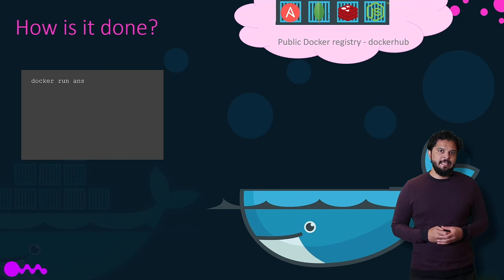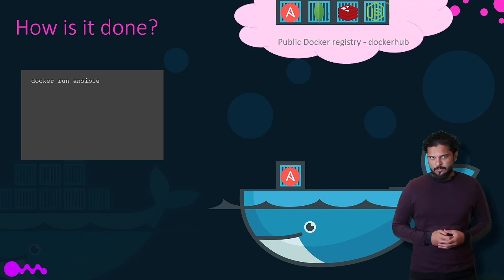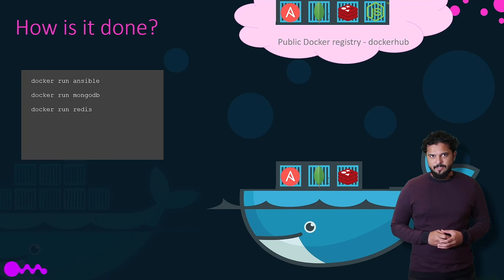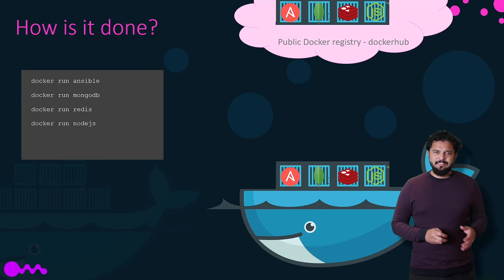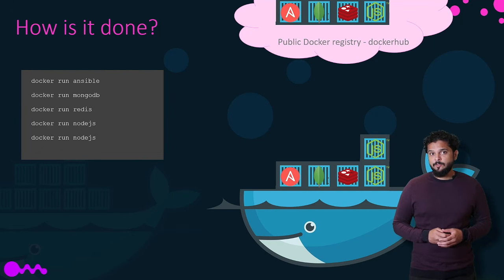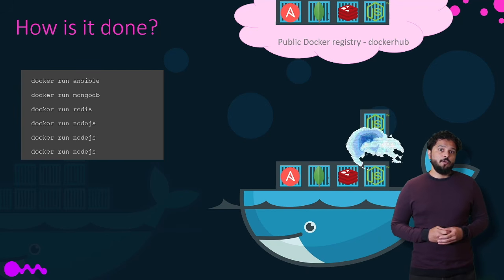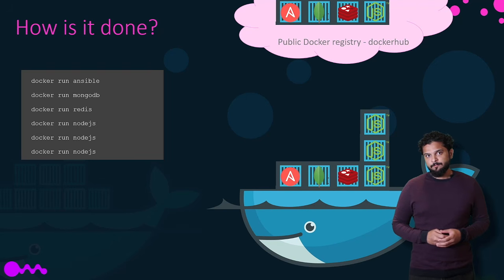In this case, running a docker run Ansible command will run an instance of Ansible on the Docker host. Similarly, run an instance of MongoDB, Redis, and Node.js using the docker run command. If we need to run multiple instances of the web service, simply add as many instances as you need and configure a load balancer of some kind in the front. In case one of the instances were to fail, simply destroy that instance and launch a new one.